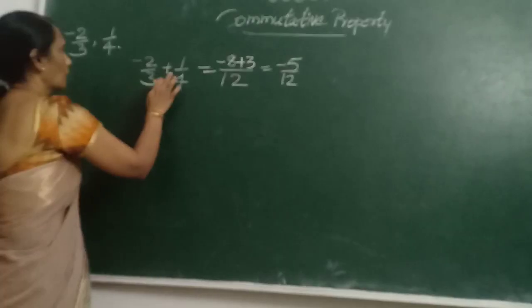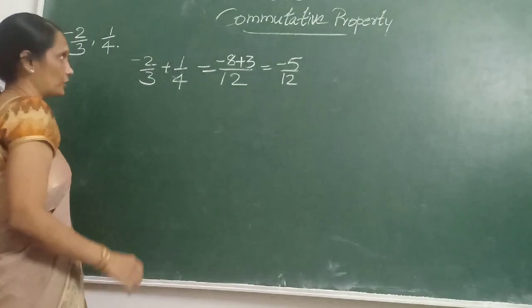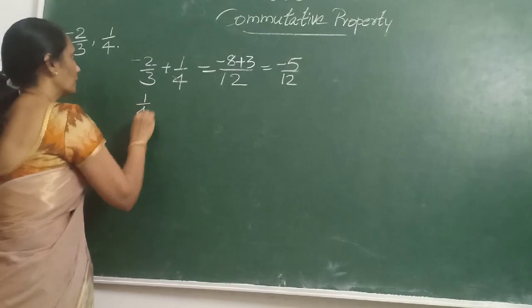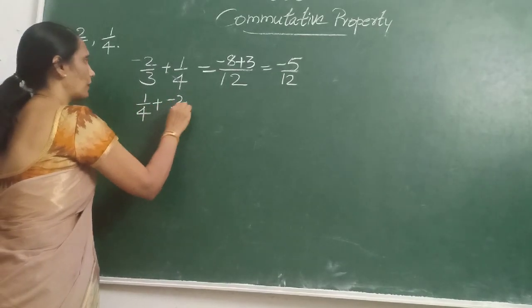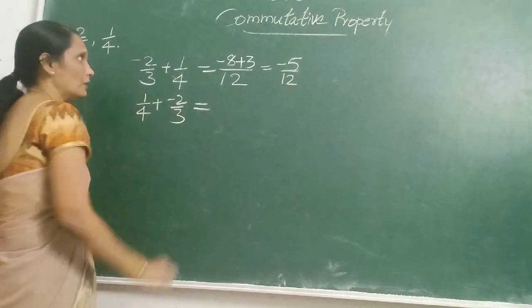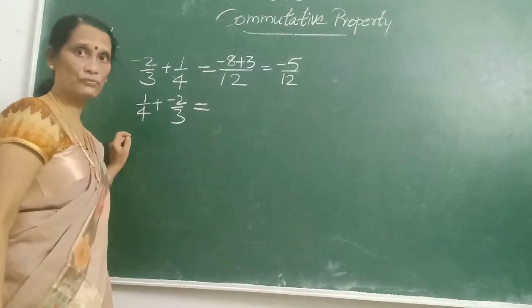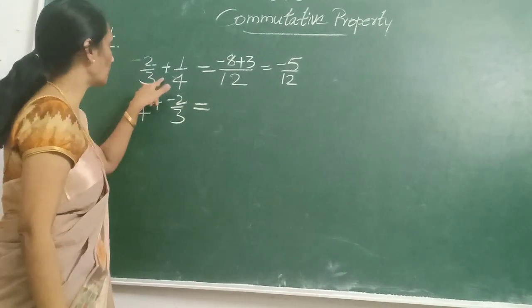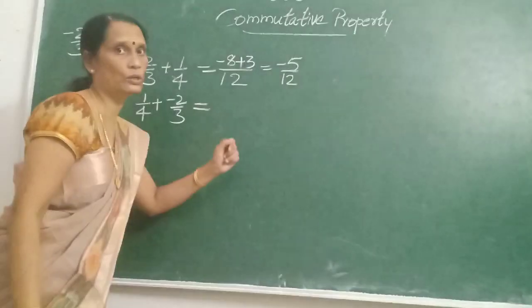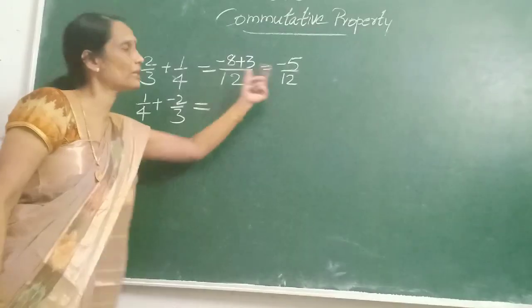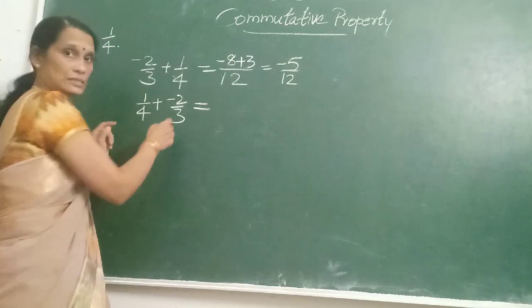So let us see now, we have to change the order and check it. 1 by 4 plus minus 2 by 3. If the commutative property is satisfied, we should get minus 2 by 3 plus 1 by 4. What result did we get? For this also we should get the same result. Okay, let us see now.